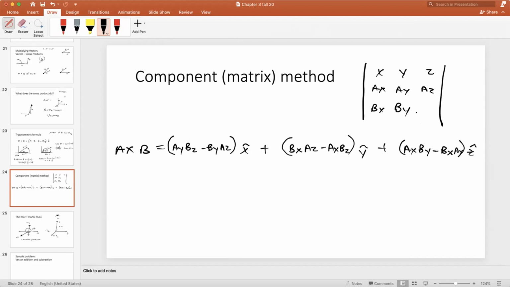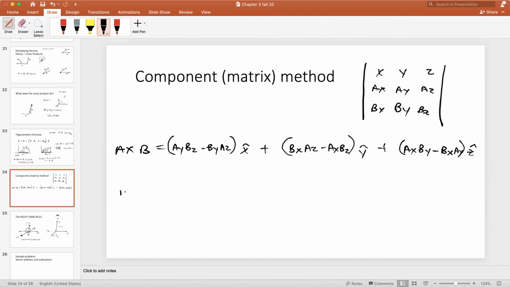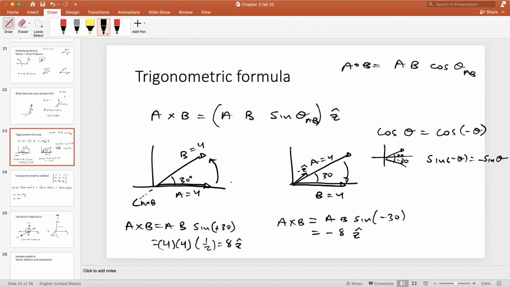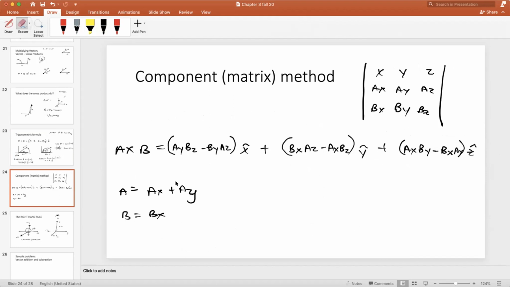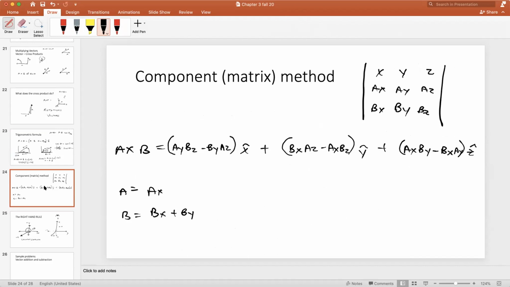Now, before, in our previous example 1, A had only AX, and B had BX plus BY. So here A has an X component and B has an X and Y component. But there's no AY component, so this one goes away. There's no AZ component, so this one goes away and this one goes away. There's no BZ component.